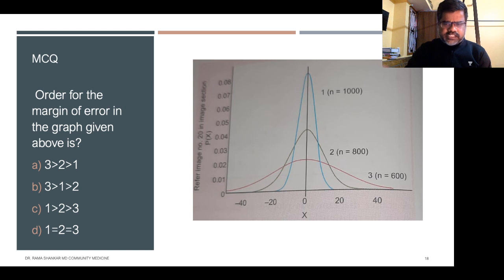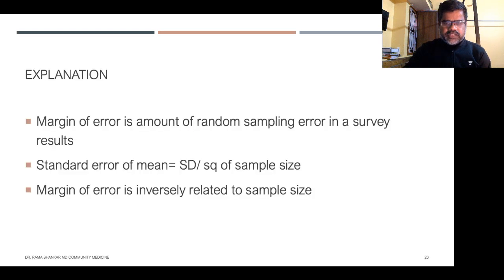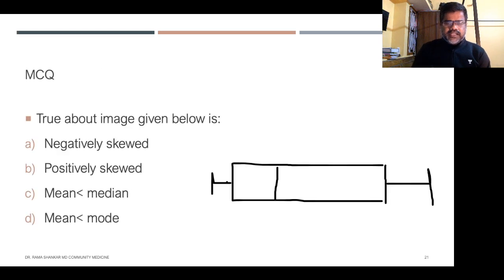Okay, I think it's simple, no doubt in this. Okay, now just see this. You have to see what type of graph is given below, and this is the image, if I may say so. What is true about this image?